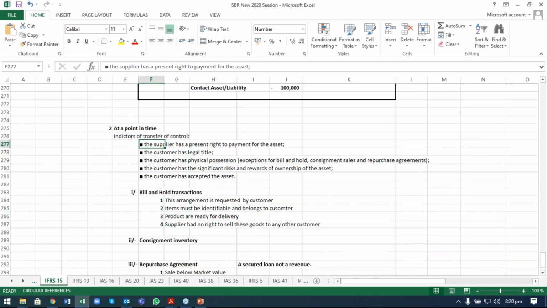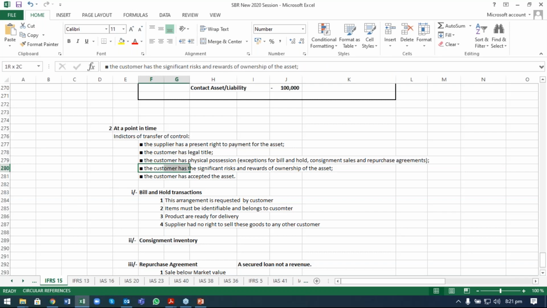How should the at a point in time criteria be assessed? First, the supplier has a present right to the payment for the asset. Once the supplier has established that right, that now I have a right to receive the payments, it means that it is a sale. Second, the legal title of an asset is transferred into the customer's name. It also constitutes the sale. This is one of the most important criteria. Third, the customer has physical possession. If the customer has the physical possession, it means it is a sale.